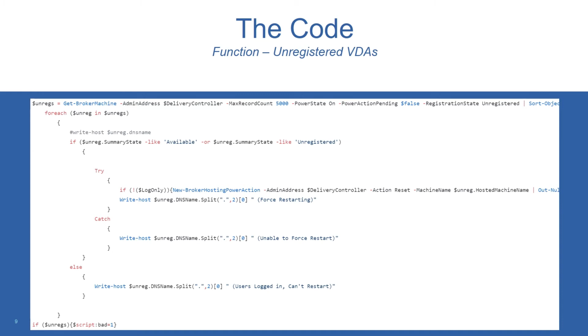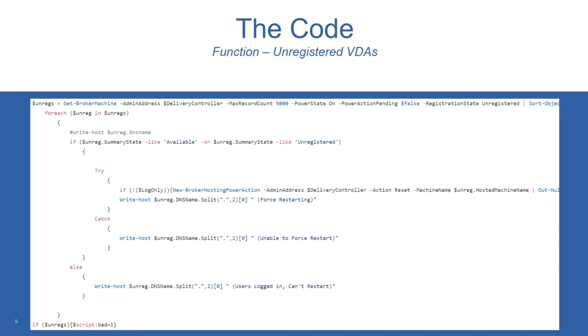We do that for a multitude of reasons, mostly because if you're using MCS or PVS, that's a certain route that you want to take for the non-persistent nature of the disks and everything to get those flushed. So it will reset that virtual machine. If it can't, it will just give you unable to restart, or if it's got users logged in but it's unregistered, it will give you that error anyway. It will put all this in that log file, so you can reference it.